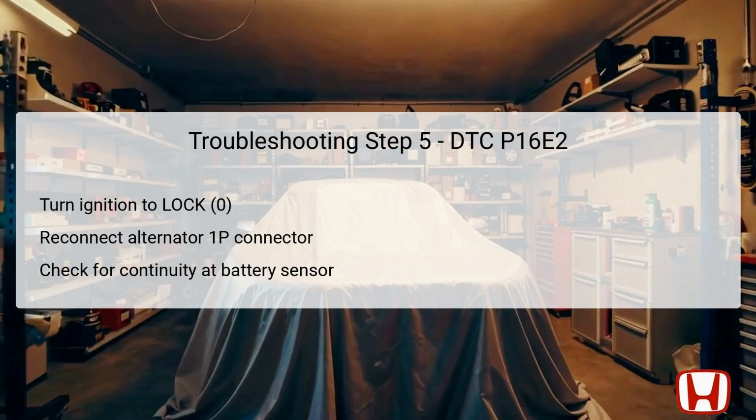Next, reconnect the alternator 1P connector to restore its connection to the system. After doing so, disconnect the battery sensor 2P connector for testing. You will then check for continuity between point 1, which is the blue wire at terminal 2 of the battery sensor connector, and point 2, which is the body ground. This will indicate if the battery sensor is still operational. If there is continuity, it suggests that the alternator might be faulty and requires replacement. If there is no continuity, proceed to the next troubleshooting step to investigate further problems along the LIN circuitry.